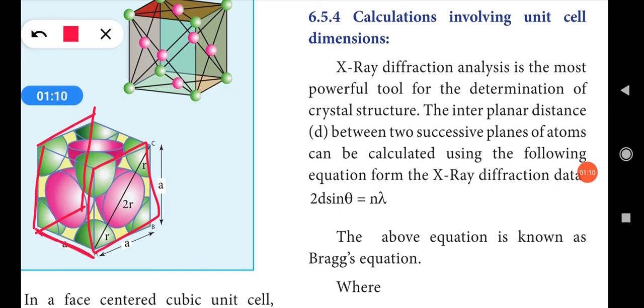The distance between this plane and the plane at the bottom, and the plane at the top, this distance. That is indicated by D.